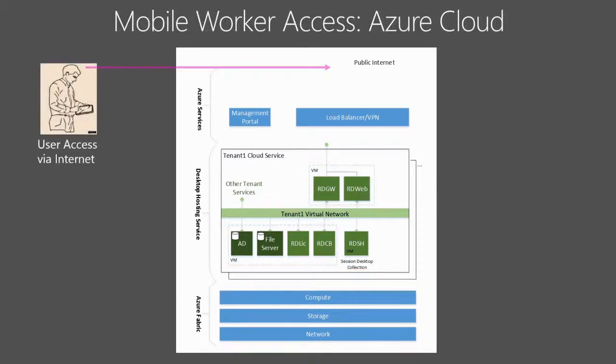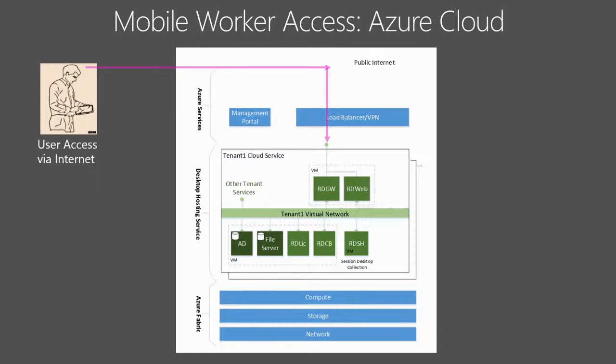Now, the way a user would come in and access this, once it is deployed, is that the admin would simply give a URL to the end users and tell them where to go to get to the RD Web from the internet. They'd connect up to the RD Web component. That would challenge them for username and password, which would get authenticated against the AD that's in that deployment. And at that point, they would be shown resources that this administrator has published for them, either desktops or apps.